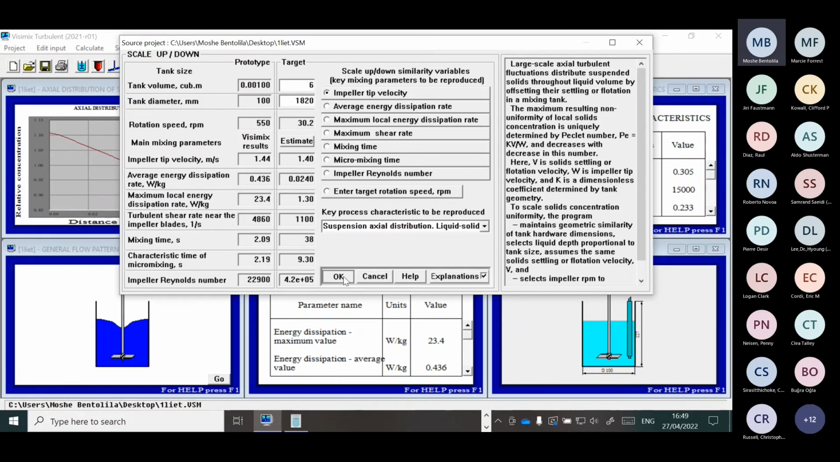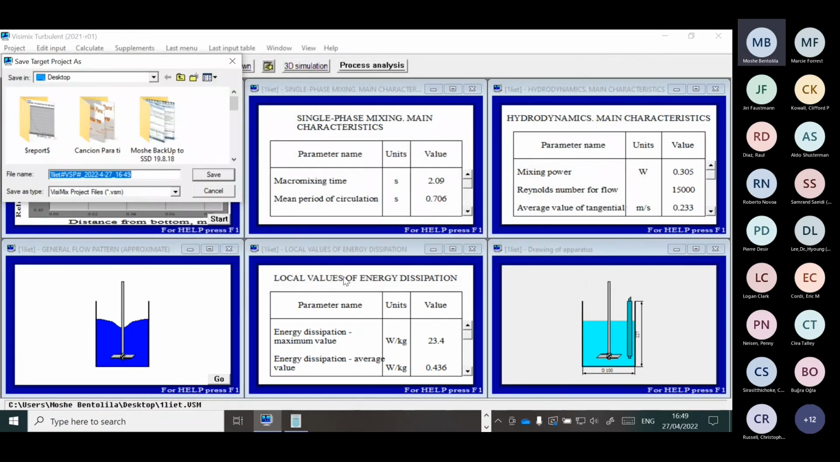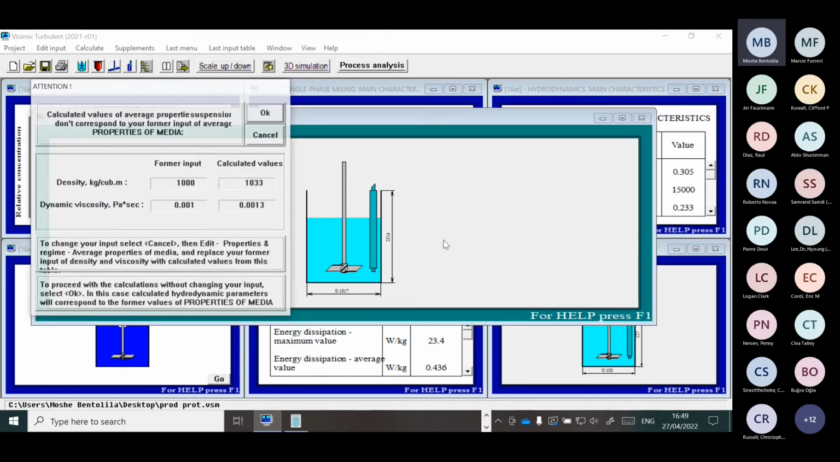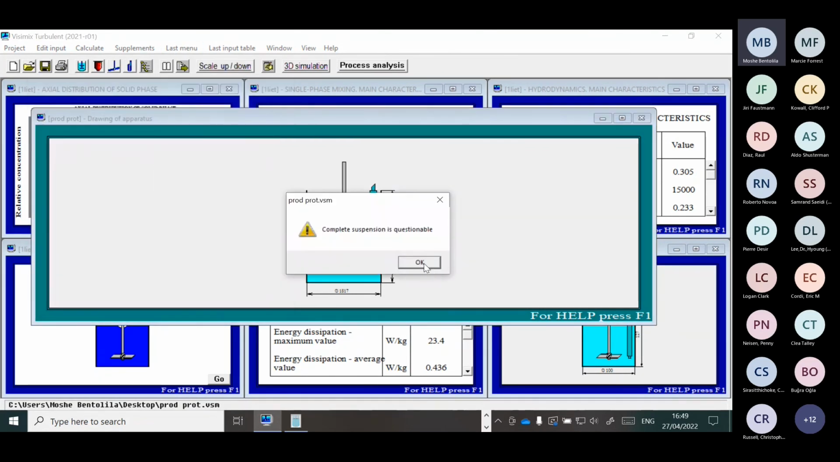Once you click OK, the software provides to you now, let's say, production prototype. It is the best production prototype you can have. Click Save. You have a new file with big size, okay? And where you will calculate the solid distribution, you will get exactly the same results.